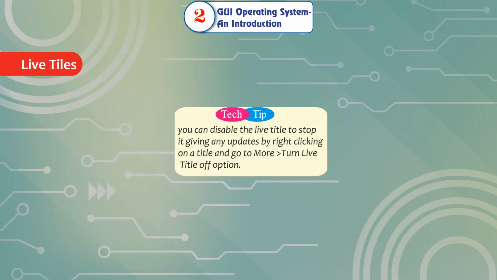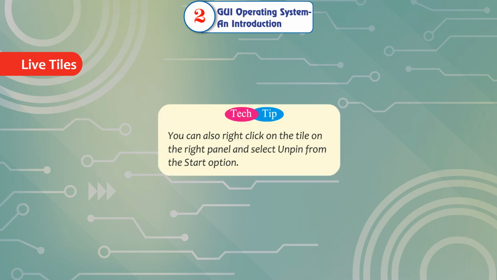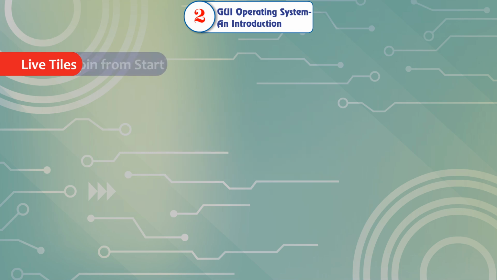Tech tip: you can disable the live tile to stop it from giving any updates by right-clicking on a tile, and going to the Mode, turn live tile off option. Tech tip: you can also right-click on the tile on the right panel and select Unpin from Start option.